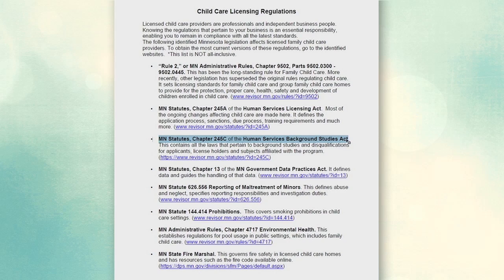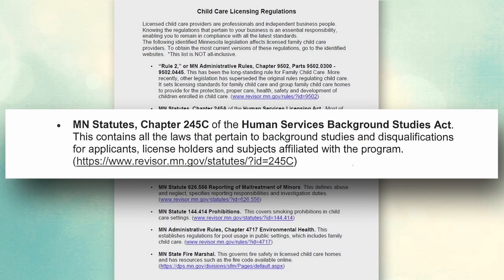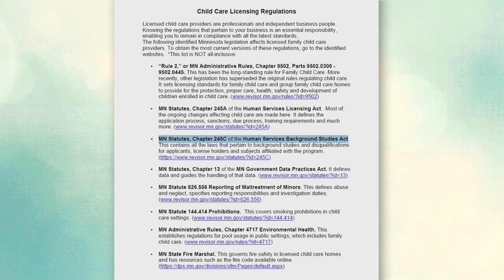245C is also known as the Human Services Background Study Act. This primarily deals with any disqualifications, any background study information that you may need to know. You are required to know this too, because if somebody moves into your home or you need to do a background study on somebody, you need to know if there's going to be a disqualification, if that person is going to affect your daycare license, and what the background study process is. So you are required to know the background study piece as well.